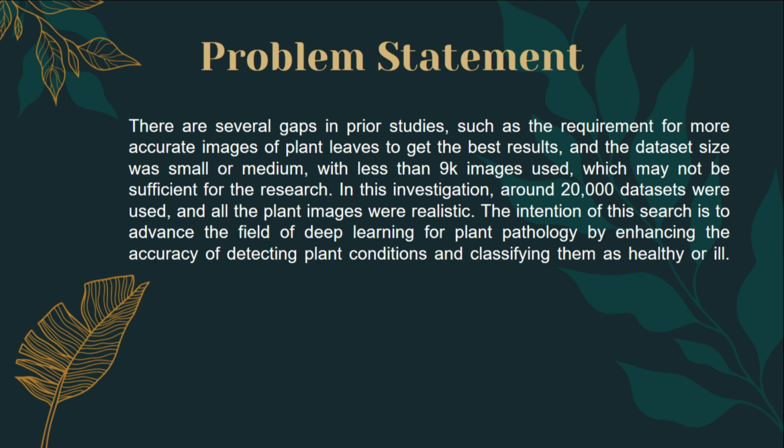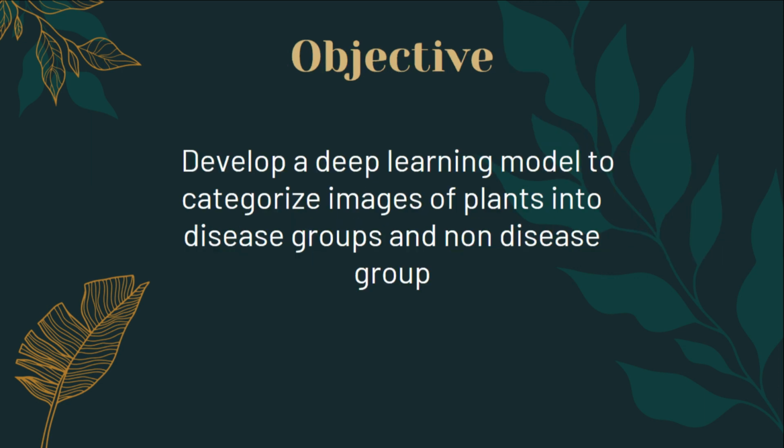So in this investigation, we increase the size of the dataset to 20K, and more realistic plant images were involved. The intention is to enhance the accuracy of detecting plant condition and classifying plants as healthy or ill. So the objective, as I mentioned in the previous slide, is to develop a deep learning model to categorize images of plants into a disease group and a non-disease group.